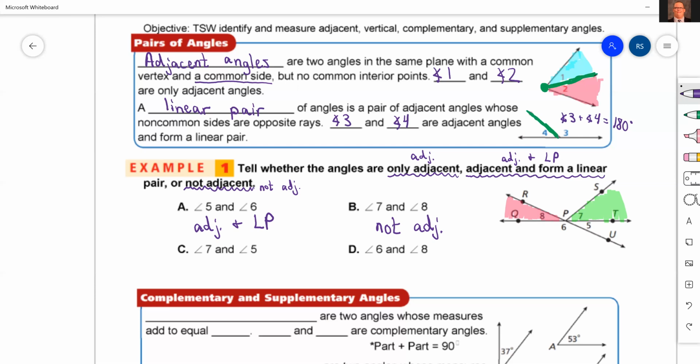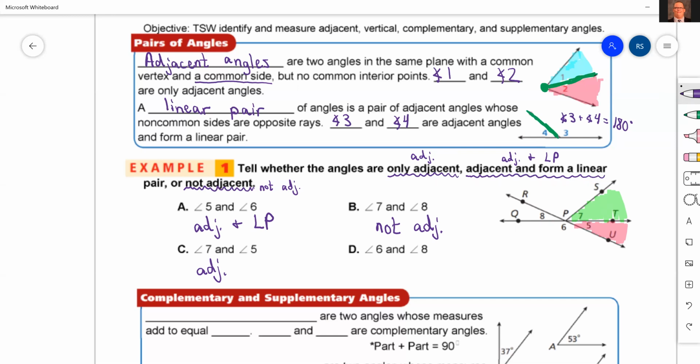C asks us about 7 and 5. So I'm going to erase 8 here. We still need our 7, but this time we need 5. What do y'all think on this one? They certainly share a side, so they have to be adjacent. That's inevitable. Do they form a line though, on the side they don't share? No. So they're just adjacent.